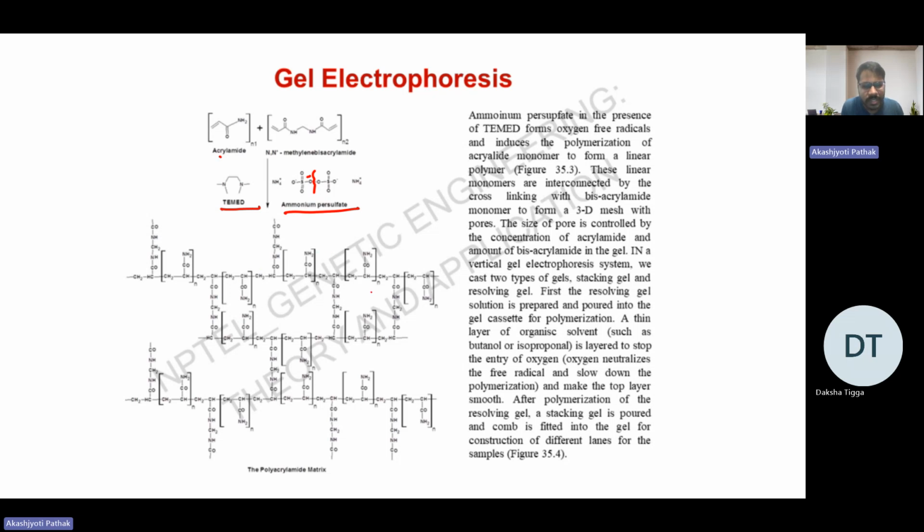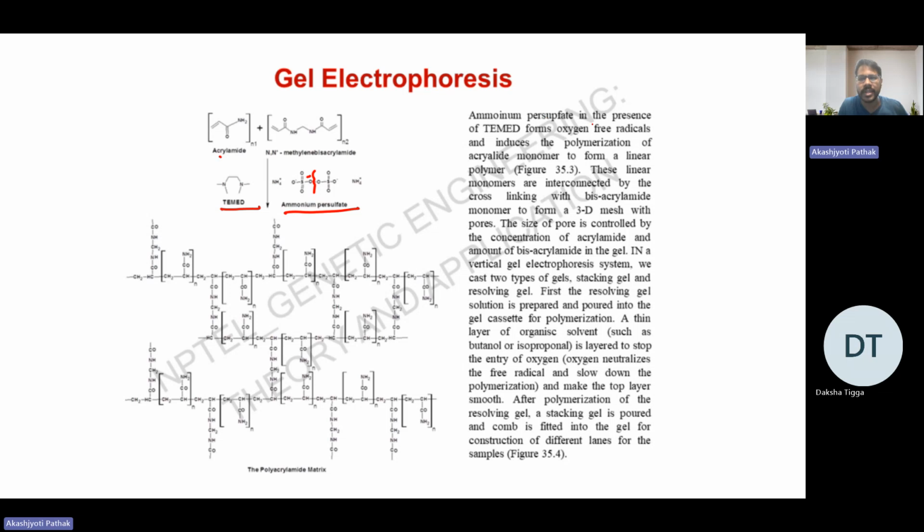So this is actually your bisacrylamide. You see here, this is your cross-linking agent. This is one sheet of polyacrylamide, second sheet, third sheet, and in between these sheets the bisacrylamide is cross-linking these different sheets of polyacrylamide. So it is a cross-linking agent. This is how the polyacrylamide matrix looks. You see a pore is produced here, depending on the concentration of polyacrylamide you are using.